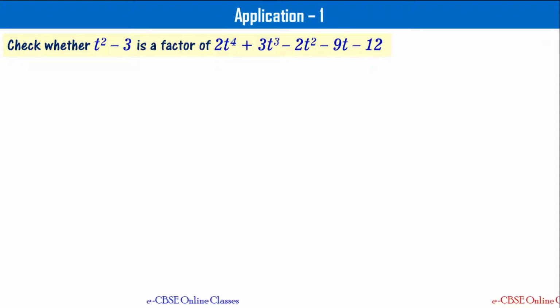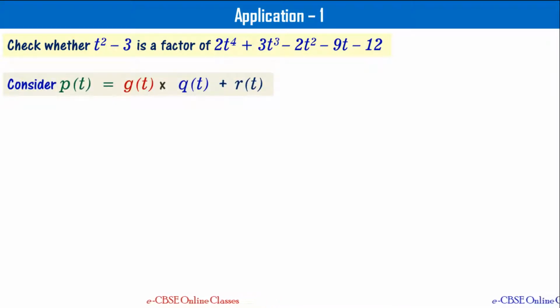And let's take a look at an application problem. Check whether t square minus 3 is a factor of 2t to the power 4 plus 3t cube minus 2t square minus 9t minus 12.